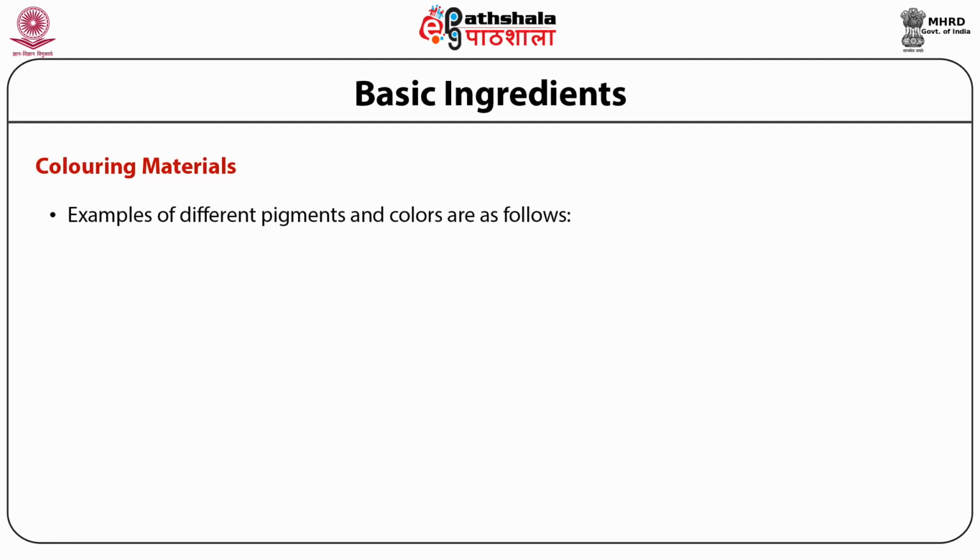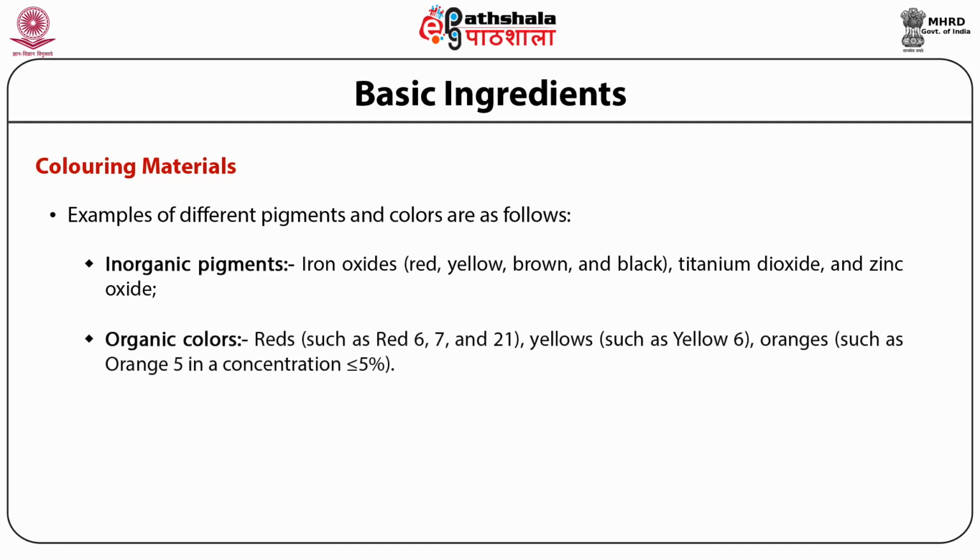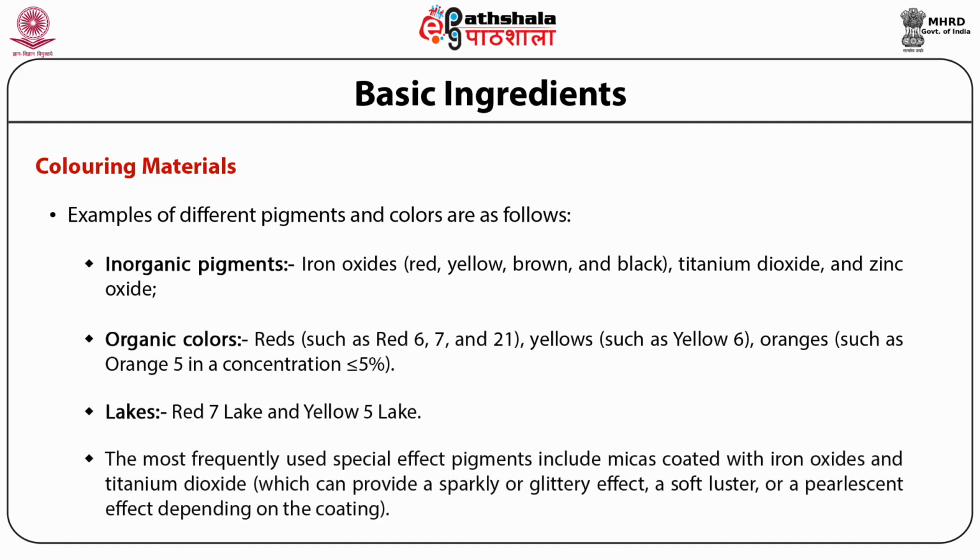Examples of different pigments and colors are inorganic pigments, which include iron oxides, titanium dioxide and zinc oxide, and organic colors, lakes. The most frequently used special effect pigments include micas coated with iron oxide and titanium dioxide, which can provide a sparkly or glittery effect, a soft luster or a pearlescent effect depending on the coating, and bismuth oxychloride, which provides a pearlescent effect.